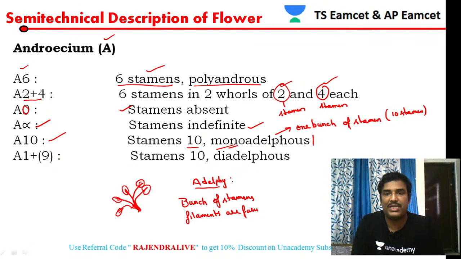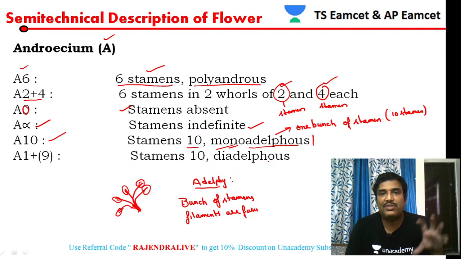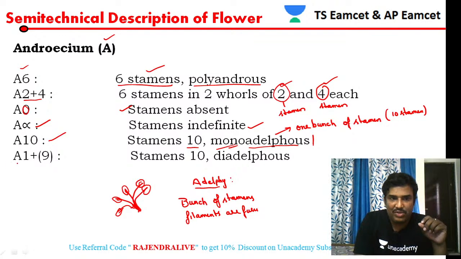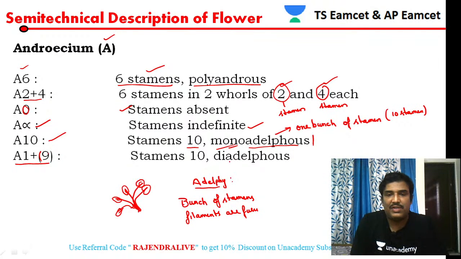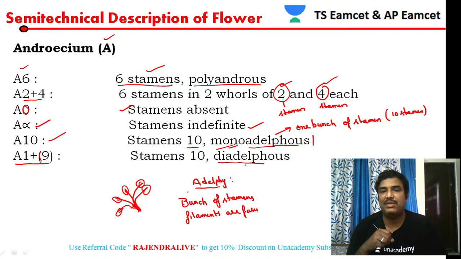When one bunch of stamens is present, such a condition is called monoadelphous. If two bunches of stamens are present, such a condition is called diadelphous. You see here the condition A 1 plus 9 in brackets, which also indicates diadelphous. Diadelphous means two bunches of stamens. So monoadelphous means one bunch of stamens, and diadelphous means two bunches of stamens.